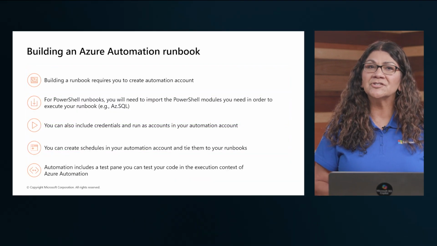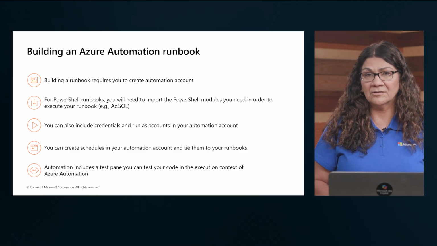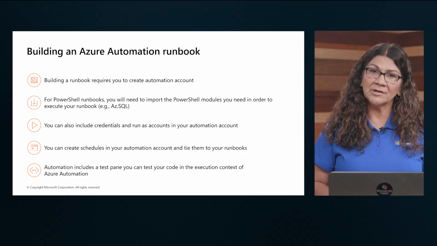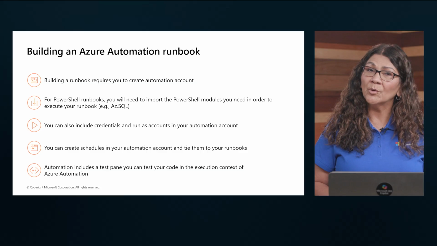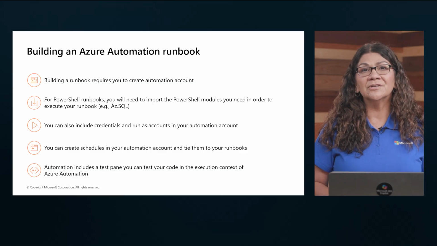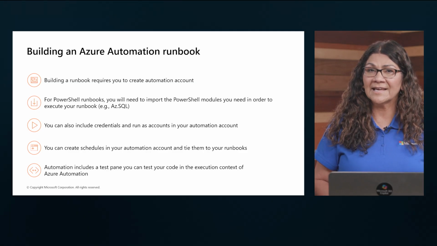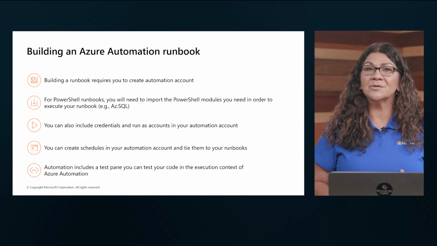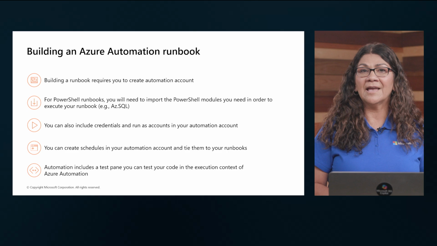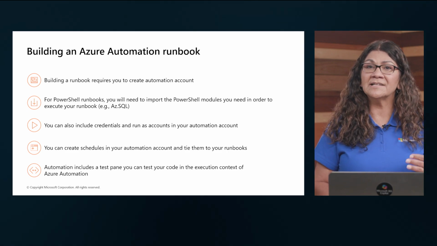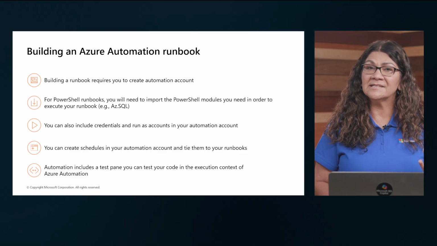To build an Azure Automation runbook, you need to first create an automation account. For PowerShell-based runbooks, relevant modules like az.sql must be imported to enable execution. Users can securely include credentials and configure Run As accounts within the automation account to manage access. Runbooks can be scheduled for automated execution, and Azure Automation provides a test pane to validate scripts in its execution context.